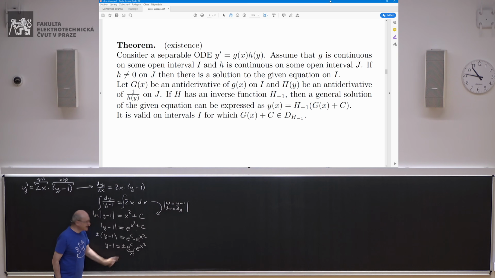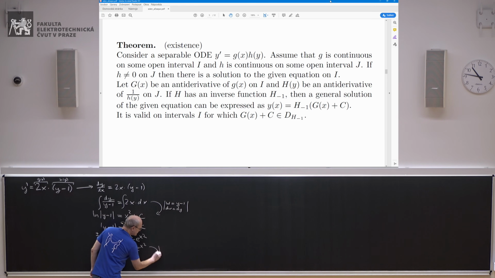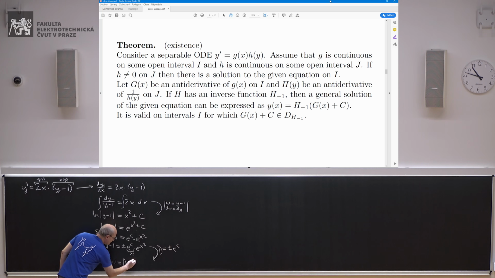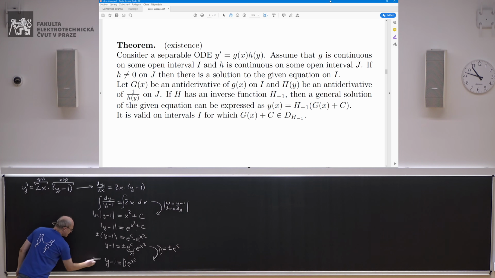Then there is plus or minus in front of it. Well, if you have any positive number and you also have a choice of a sign, you can get pretty much any number, with one exception. You can never get 0. So it makes sense to introduce a new name for this. And we get the formula y minus 1 is equal to d e to x squared. So far so good. And from that we get y of x is equal to 1 plus d e to x squared. Very nice.